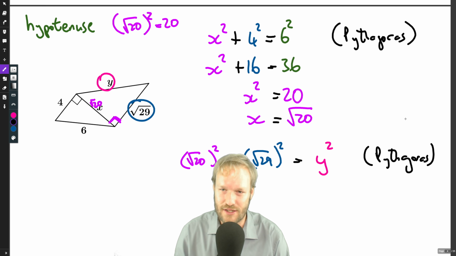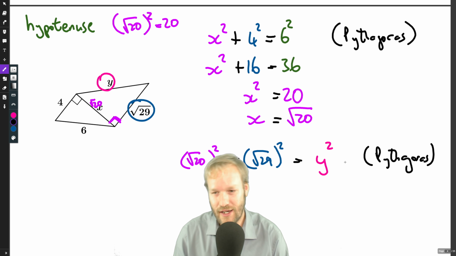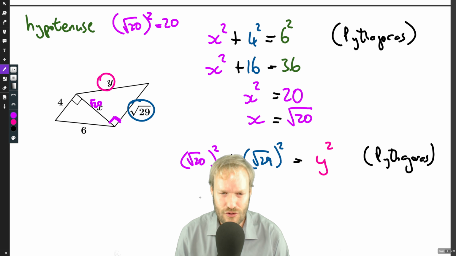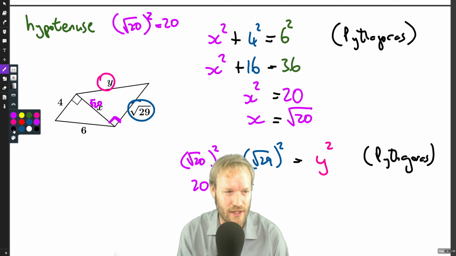Notice that I've written the reason twice because I wrote it for this one and for this one. And then let's just solve our little equation. So root 20 squared, we already said we know that's 20. Plus root 29 squared, similar idea, that's 29.